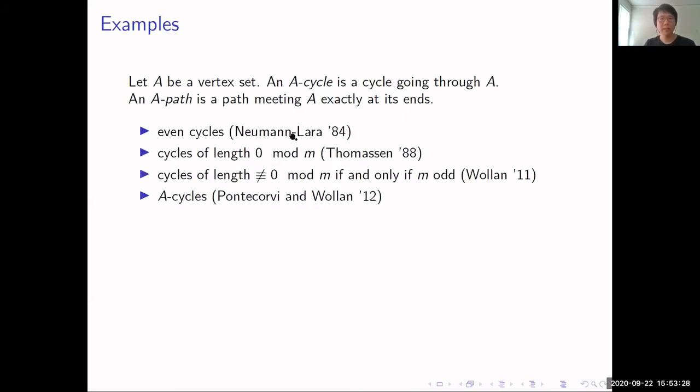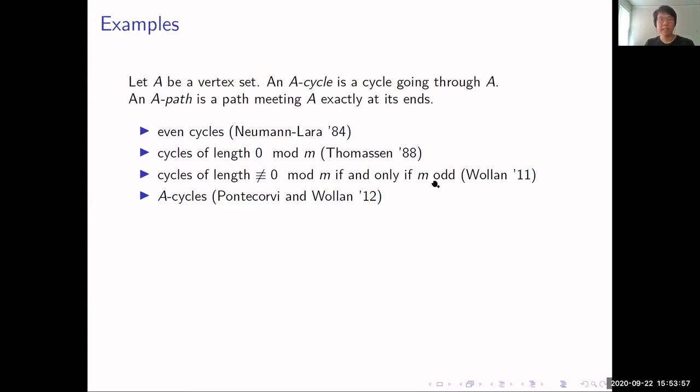Neumann-Lara showed in '84 that even cycles satisfy the Erdős-Pósa property. Thomason in '88 generalized this to show that if you give me any positive integer m, then cycles of length 0 mod m satisfy the property. And Wollan in 2011 showed that if you give me any positive integer m, then the cycles of length not congruent to 0 mod m also satisfy the property if and only if m is odd.